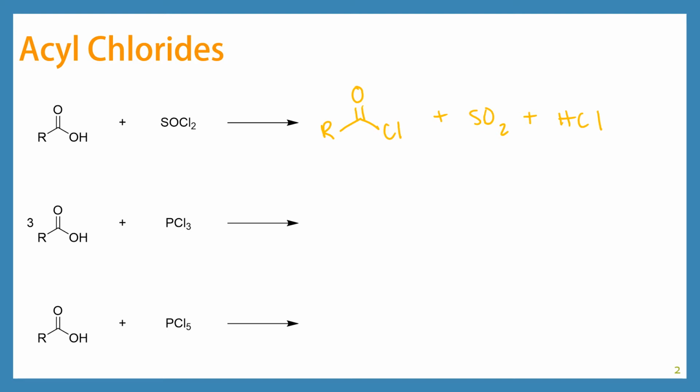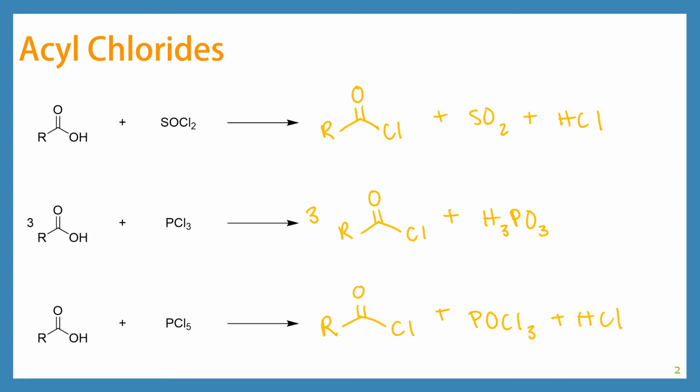In the next reaction, we see phosphorus trichloride reacted with 3 equivalents of a carboxylic acid. This is going to give us 3 equivalents of an acyl chloride, plus phosphorus acid. The next one shows a carboxylic acid reacting with phosphorus pentachloride. This is going to do the same thing. This is going to give us an acyl chloride plus POCl3 plus hydrochloric acid.